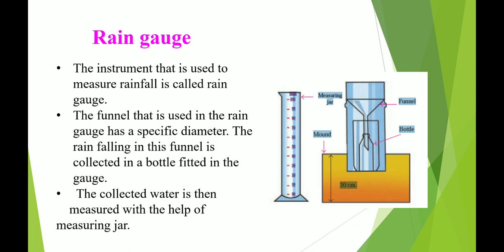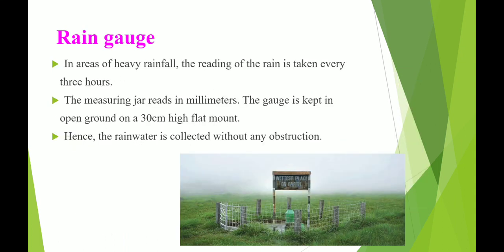The instrument used to measure the rain is known as a rain gauge, and it has a funnel, a bottle and a measuring jar. You can see in the picture shown here. The rain gauge must be kept in open air on a platform of 30 centimeters in height, and the amount of rain is measured every 3 hours in the region of heavy rainfall.